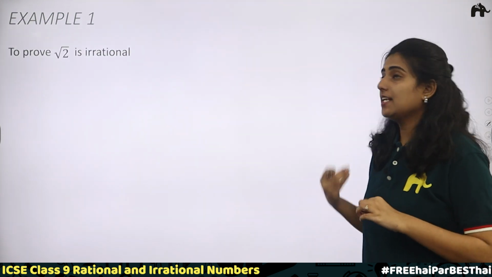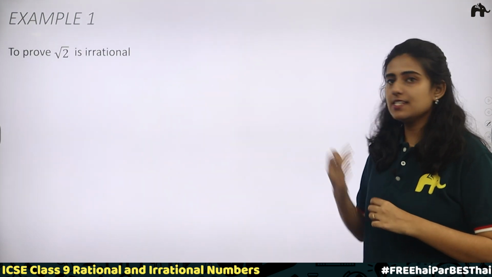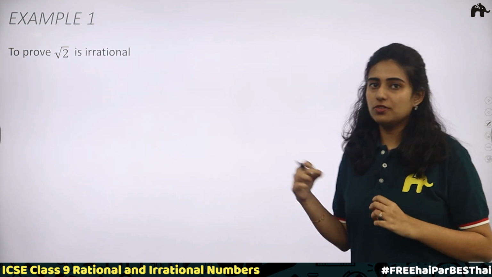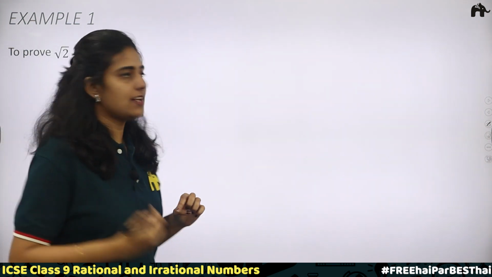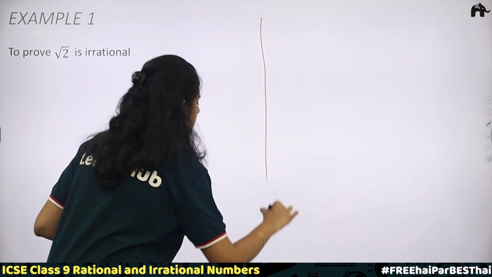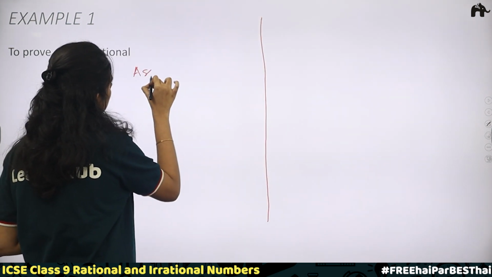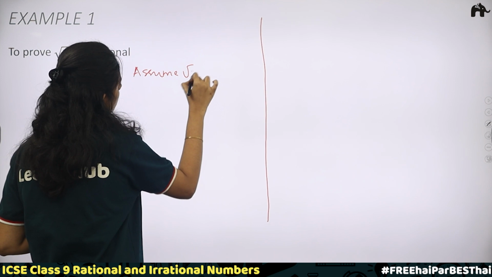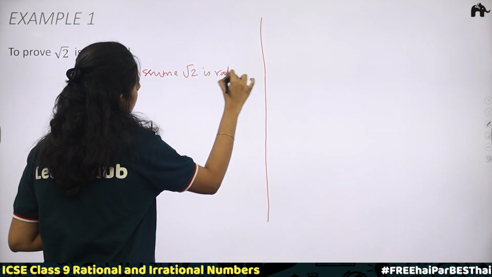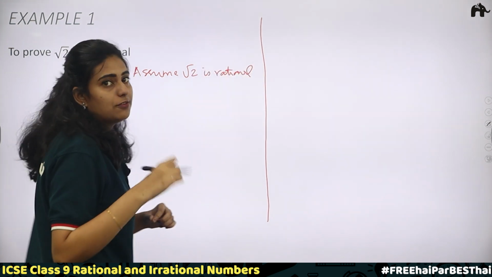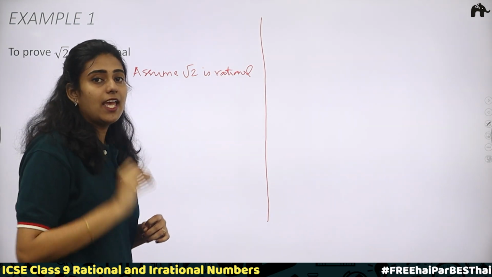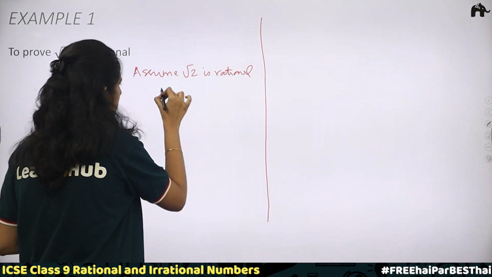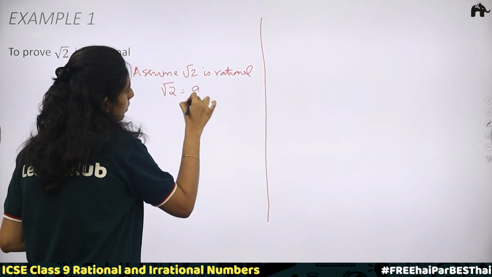Now with an example, let us understand how to show if a number is irrational. We are going to prove root 2 is irrational. The first step is you have to assume that root 2 is rational. If root 2 is rational, we can write it in the form a by b, because rational numbers can be expressed in the form a by b, where a and b are integers and b not equal to 0. Therefore, root 2 will be equal to a by b.